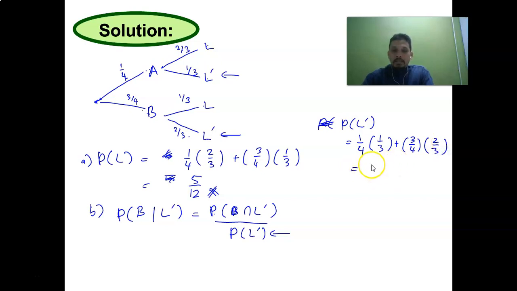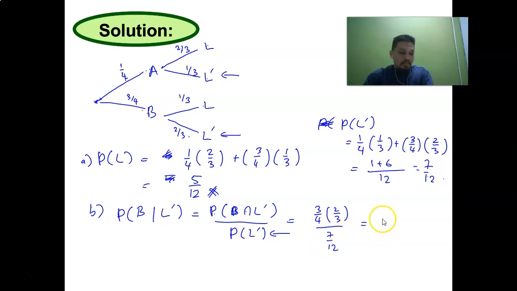Okay, so here it is over 12: 1 times 1 equals 1, plus 3 times 2 equals 6, which is 7 over 12. So now the probability of B intersect with not late, which is 3 over 4 times 2 over 3, divided by 7 over 12. Okay, use a calculator and the answer here is 6 over 7.